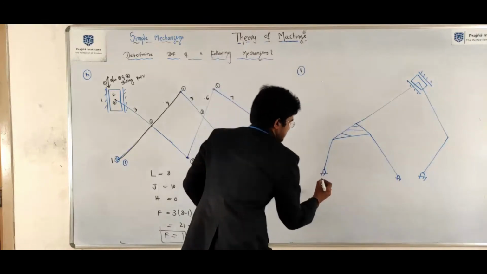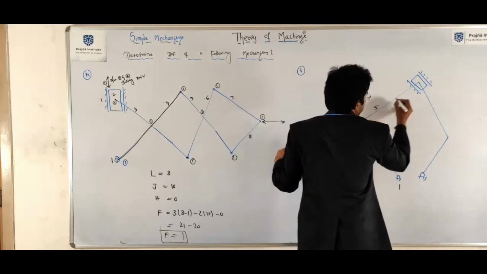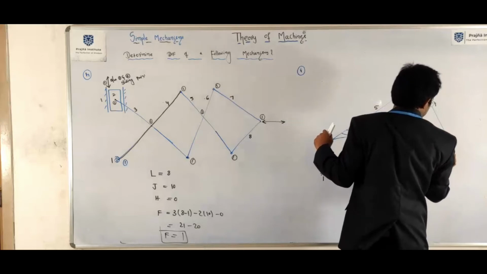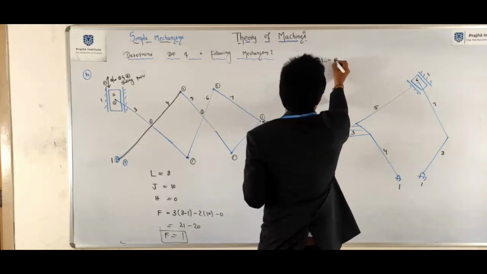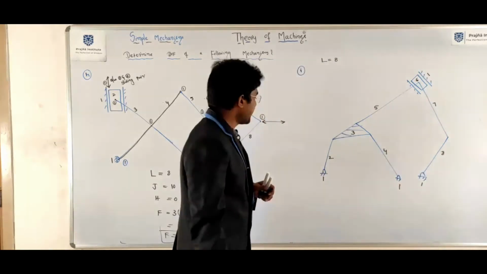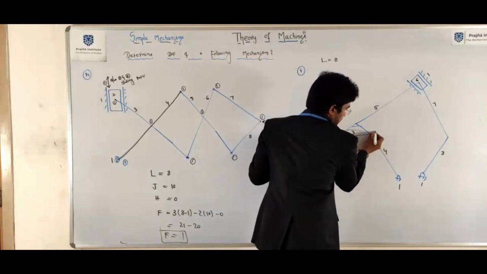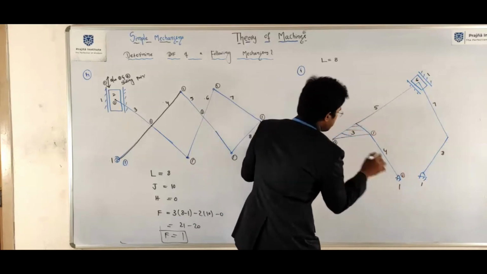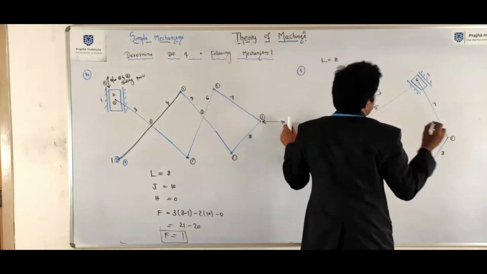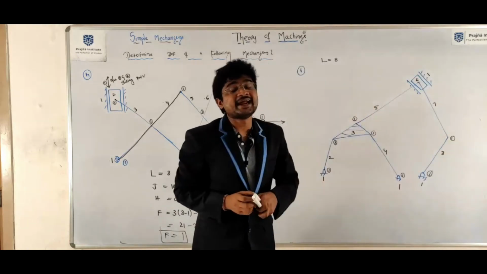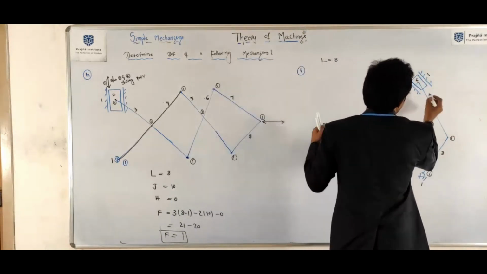Clear. See this 1, 2, 3, 4, 5, 6, 7, 8. Correct. Total number of links equal to 8. Between 1 and 2, turning pair, 2 and 3, turning pair, 3 and 4, turning pair, 4 and 1, turning pair, 3 and 5, turning pair, 7 and 8, 8 and 1. Here, this particular thing is a ternary joint. Correct? Fifth link, sixth link, seventh link meeting here.